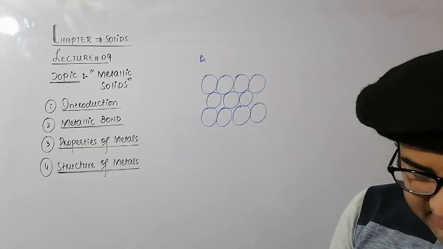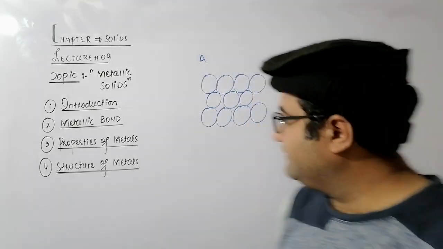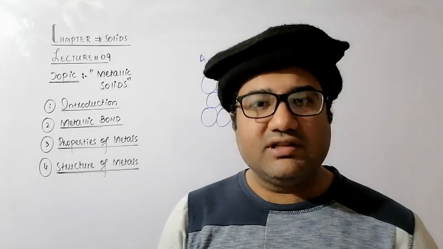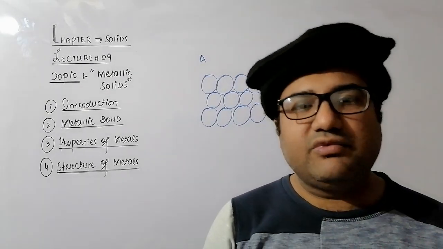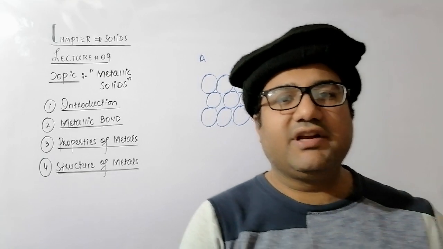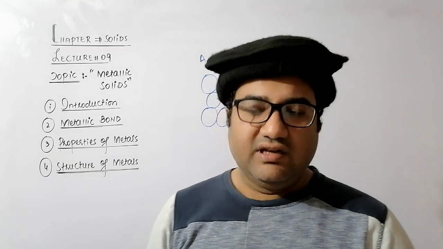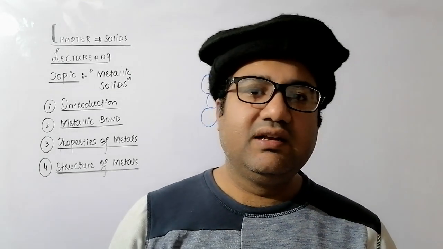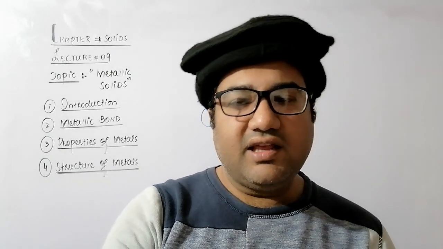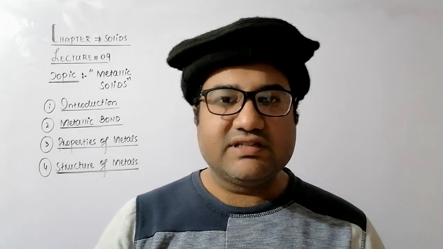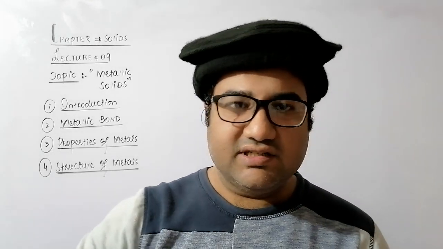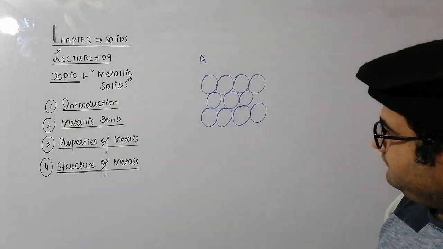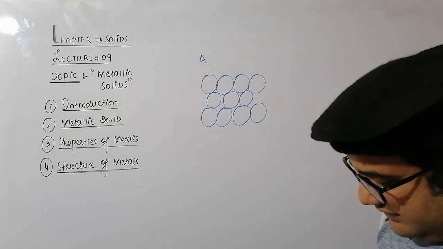If we want to place the balls of the second layer on this one, should we place them on the balls of the first layer, or on the depressions or empty spaces of the first layer? It is a matter of common observation that we cannot place them on the balls of the first layer. Rather, we place them on the depressions or empty spaces between the balls of the first layer. So let us now place the balls of the second layer.